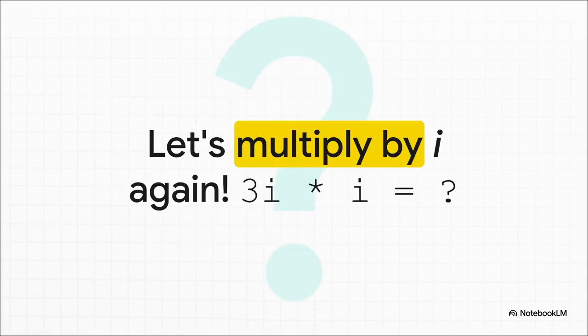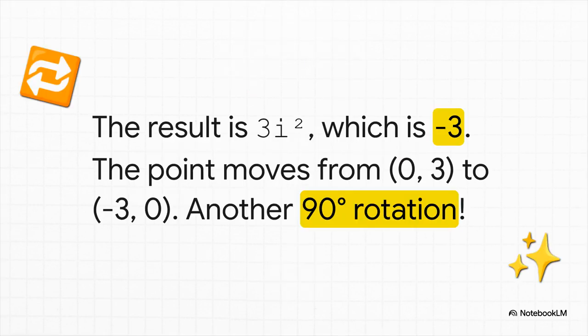Okay, if that's true, it should work every time, right? Let's check it. What happens if we take our new number 3i and we multiply it by i again? We get 3i squared. And we all remember that i squared is just -1, so our number is now -3. The point swings from (0, 3) over to (-3, 0). It's another perfect 90-degree rotation. Every single time we multiply by i, we just keep turning that point around and around the origin.